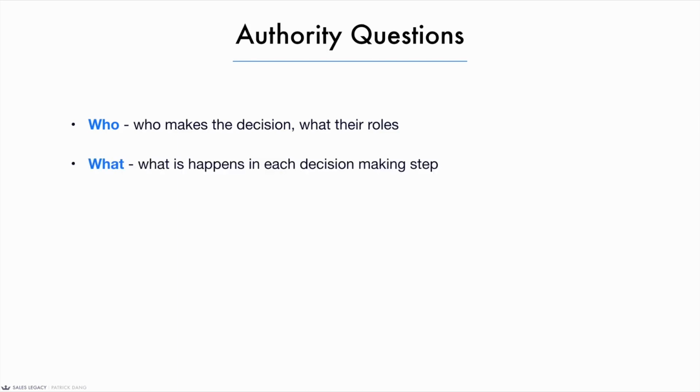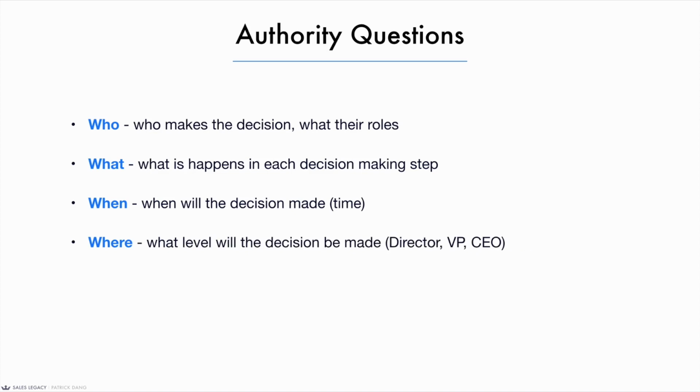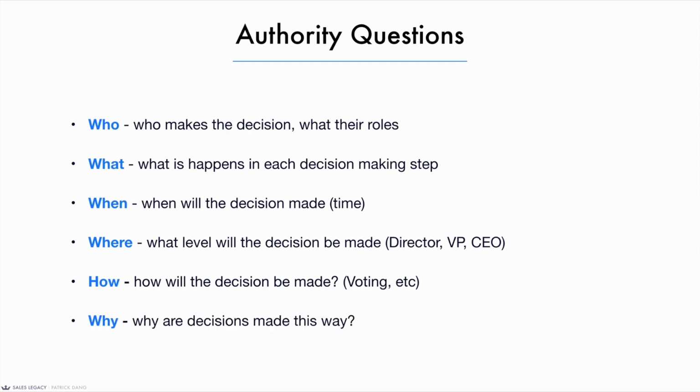And essentially, when you're asking these authority questions, it all comes down to a couple key things. It's pretty basic, that you learned this in elementary school. It's like who makes the decision, what their roles are, what happens in each decision-making process, when will the decision be made, meaning you need to really understand the timeline. Timeline is very important. What level will the decision be made at? Director, VP, CEO. How will the decision be made? Voting? Will they compare against a competitor? What would that meeting look like? And why? Why are decisions made this way?